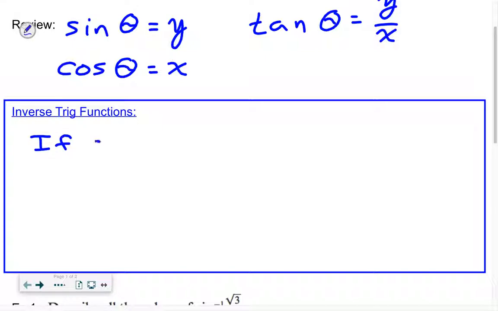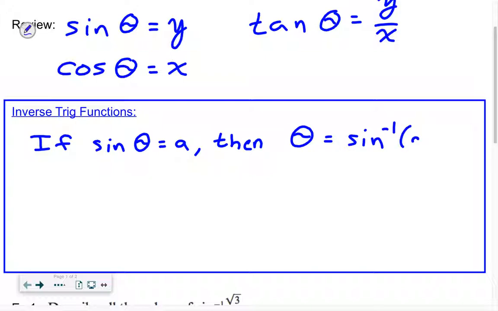Therefore, if we have sine of theta is equal to some value of a, and we want to solve for theta, then theta is going to be equal to the inverse sine of that a value. It is not -1, that is the inverse sine. It's what allows us to undo it. Same idea goes for cosine as well as sine, or tangent.